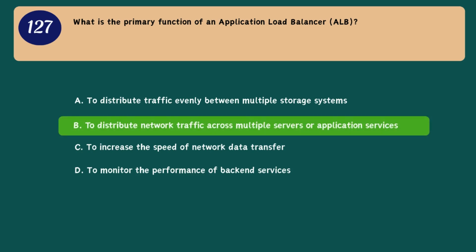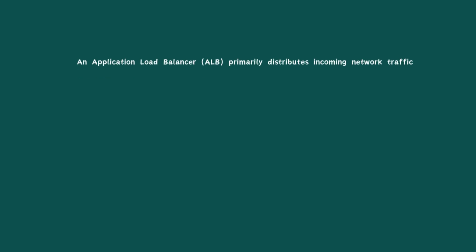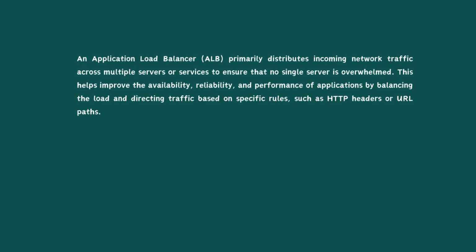Correct answer. B. To distribute network traffic across multiple servers or application services. An application load balancer primarily distributes incoming network traffic across multiple servers or services to ensure that no single server is overwhelmed. This helps improve the availability, reliability, and performance of applications by balancing the load and directing traffic based on specific rules, such as HTTP headers or URL paths.